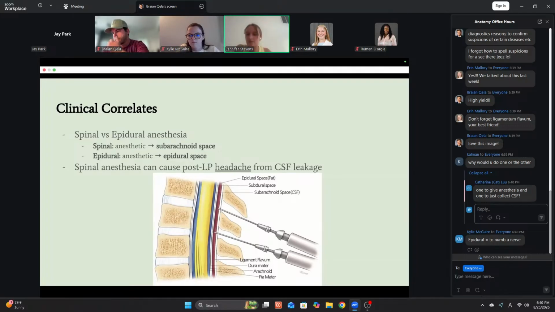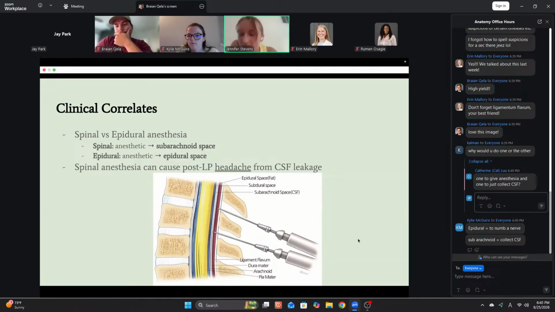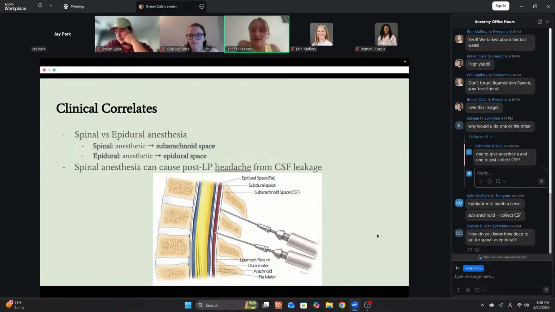Oh, okay, got it. Why would you do one or the other? Yes, and Kylie got it, thank you. Epidural, think classic: the connection is when you're giving birth and you don't want to feel anything because it's extremely painful, so you do that to numb the area. And the subarachnoid space is to collect the cerebral spinal fluid. I think people answered what I had forgotten, to collect information from your nervous system.